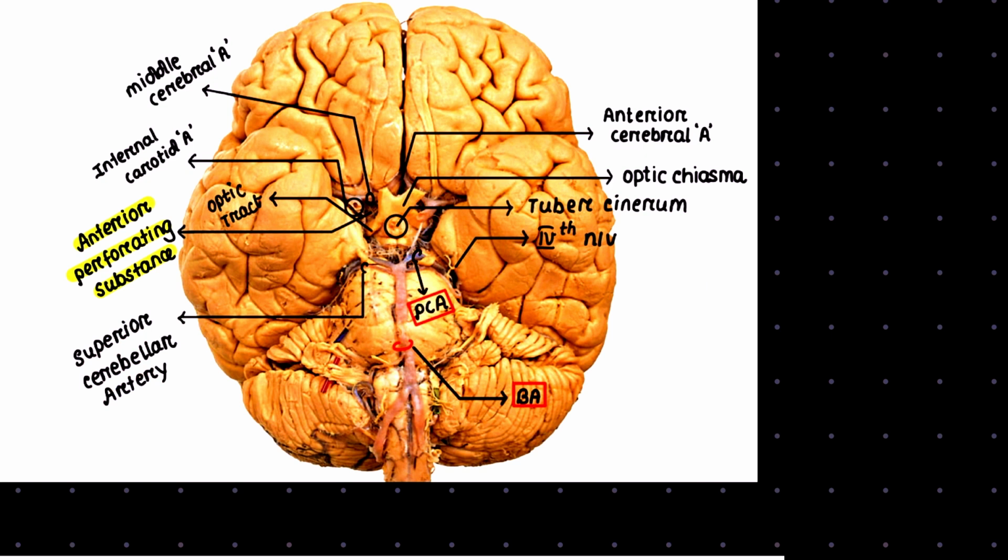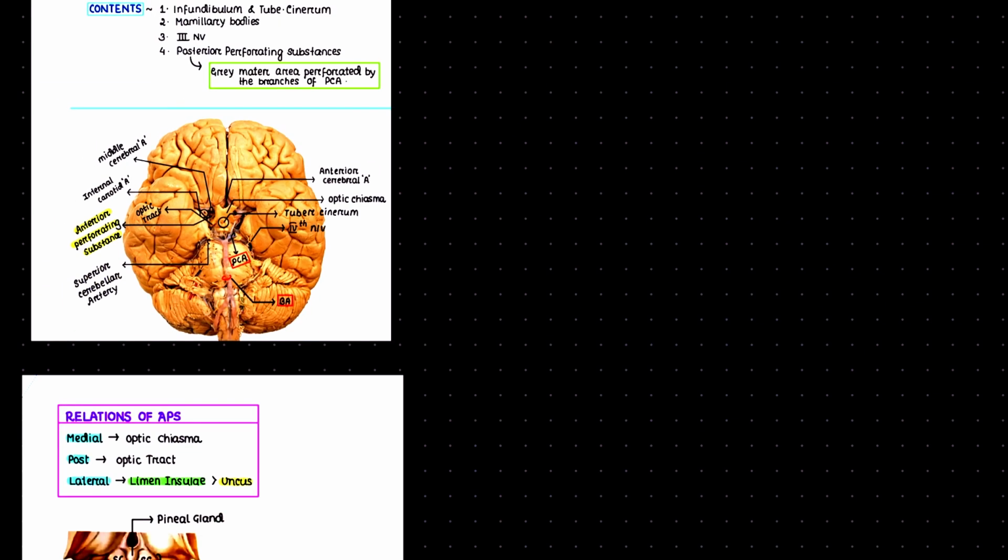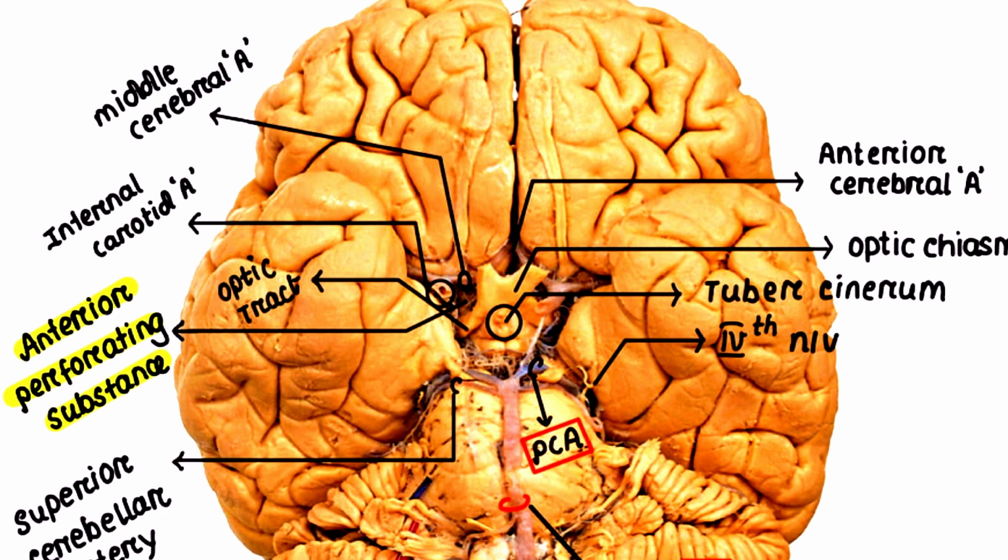Moving further, if you look right here in this region, there is the internal carotid artery. It gives two branches, the anterior cerebral and middle cerebral. I forgot to mention this posterior cerebral artery, which is present right here. It will perforate the posterior perforating substance. That was the important point.